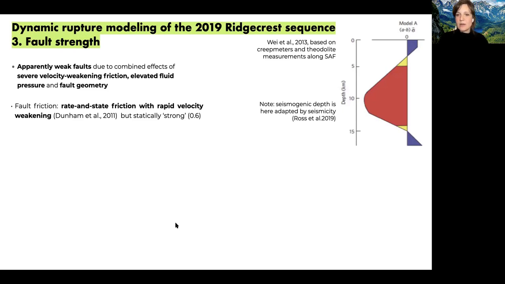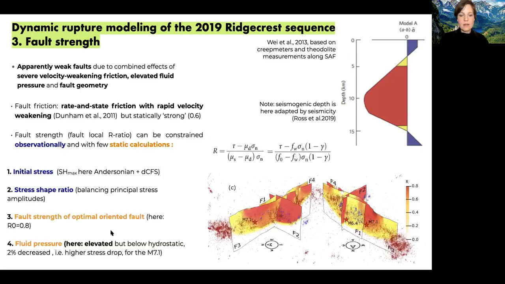We are assuming depth dependence to constrain the seismogenic depth based on seismicity inferences, and adapted for creepmeter and theodolite measurements along the San Andreas fault. We can constrain fault strength based on only 4 parameters and using few static calculations, so not including any dynamic rupture analysis. These 4 parameters are the initial stress, in our case this is SH max, and the DCFS, which I explained on the previous slide.